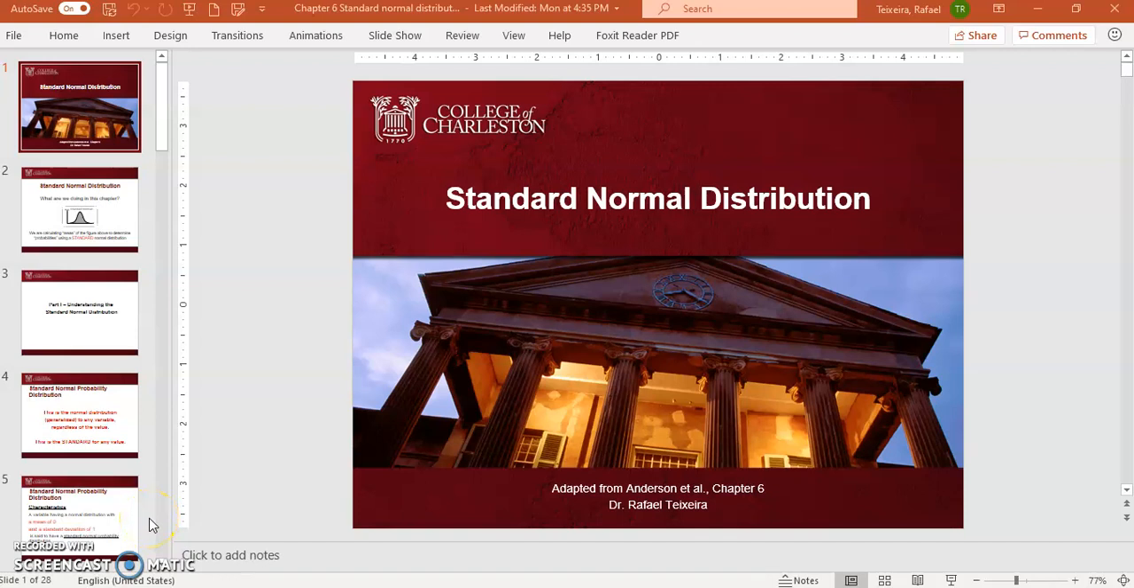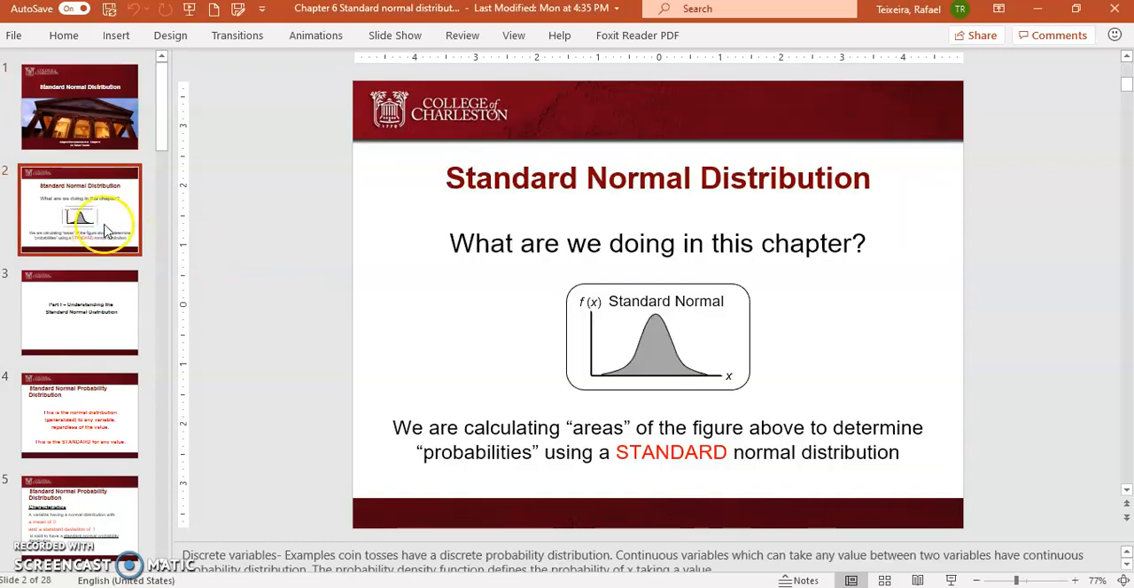Hi, in this video I'm going to talk about the standard normal distribution. The standard normal distribution is based on the normal distribution, but this is a standard version of the normal distribution. And what we are doing when we talk about the standard normal distribution is also calculating areas of the standard normal distribution to be able to compute probabilities, to determine probabilities, okay?